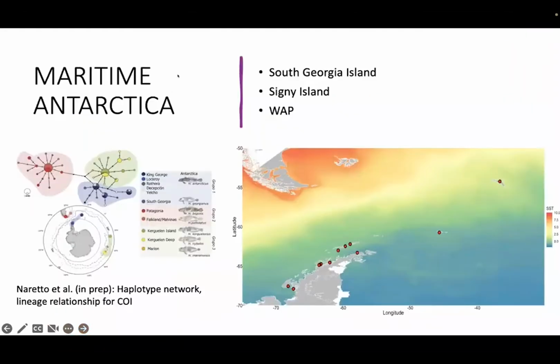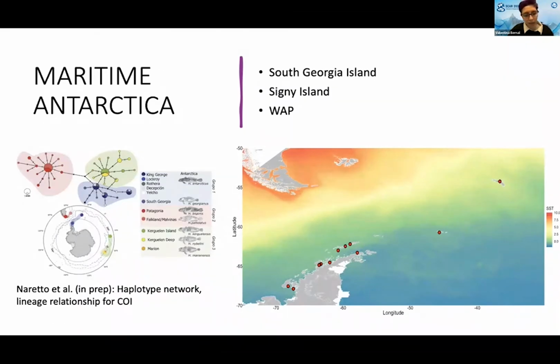So why maritime Antarctica? We like to call this area like this because we have South Georgia Island in the north part of this map, Sydney Island, and several populations in the West Antarctic Peninsula. And we are also talking about one evolutionary lineage that includes individuals from all these populations in the West Antarctic Peninsula and also from South Georgia.